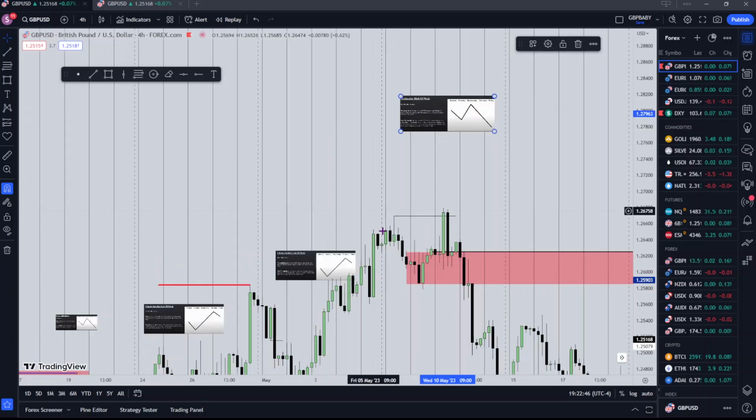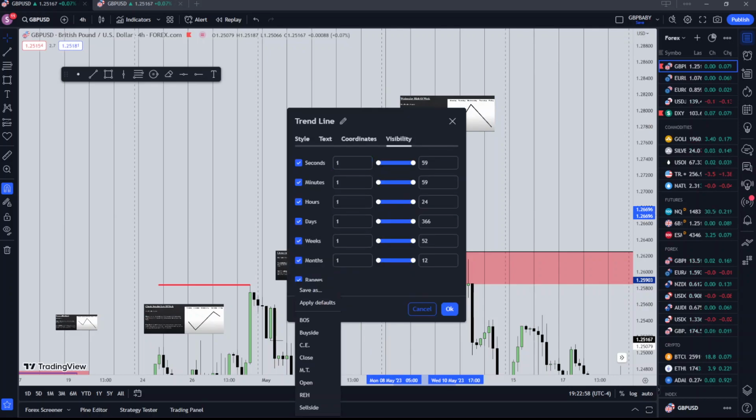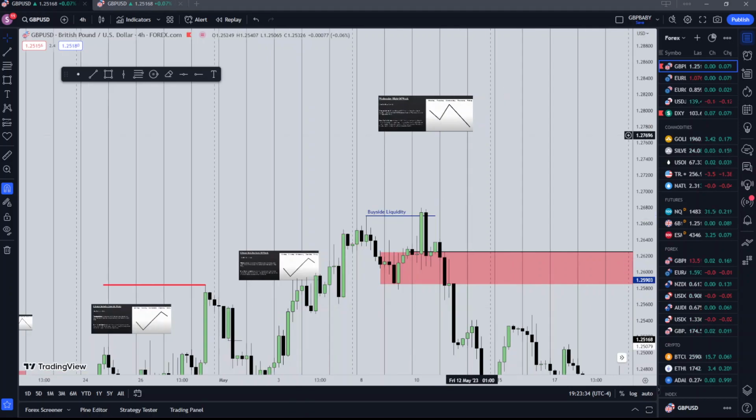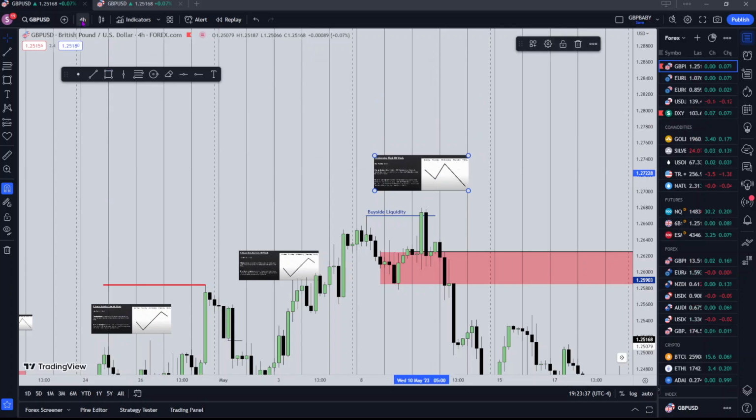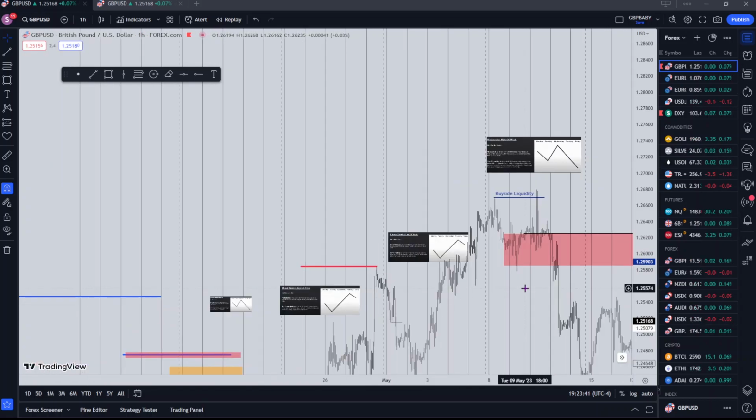So in this case, I guess the high time frame premium array would have been this swing high, buy side liquidity. We'll drop down to the 1 hour and we'll see how we could have potentially anticipated such a move.